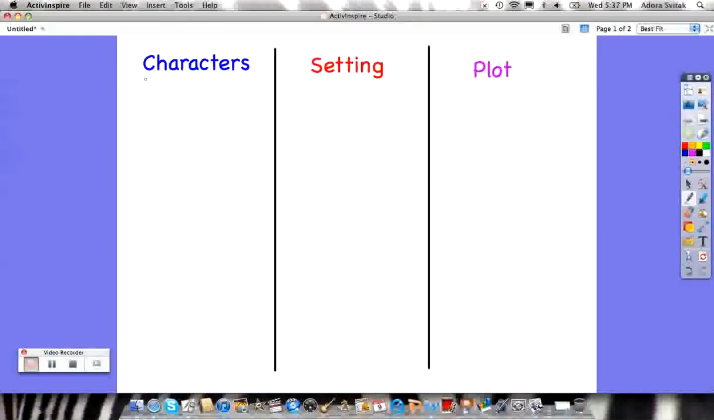So the first thing that you might want to start thinking about are your characters. The characters are the people or animals in your story. If you think about Harry Potter, the main character is Harry Potter, the supporting characters are Hermione, Ron, many other people. The antagonist is, of course, the evil Lord Voldemort. So there you have some of the essential characters in Harry Potter.